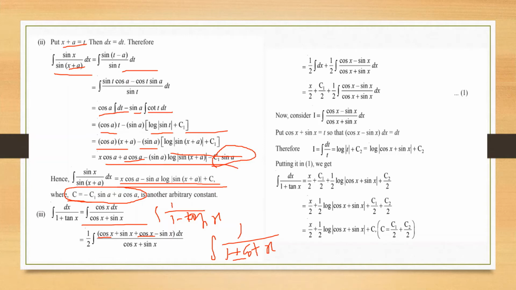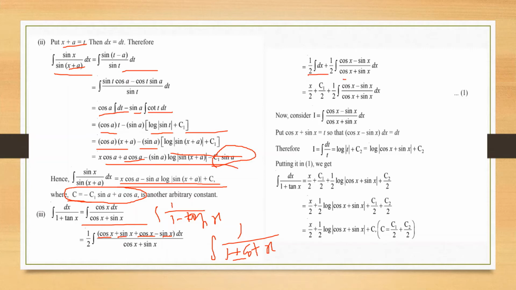Right. So what should I do? I will add and subtract sin x, and make this cos x plus sin x one pair and cos x minus sin x as the other pair, and then open, break the numerator now. So cos x plus sin x upon cos x plus sin x is your half outside 1 dx, and it is plus half cos x minus sin x upon cos x plus sin x, right?